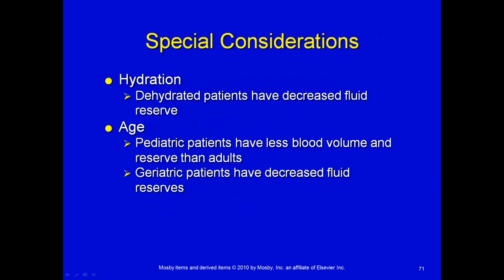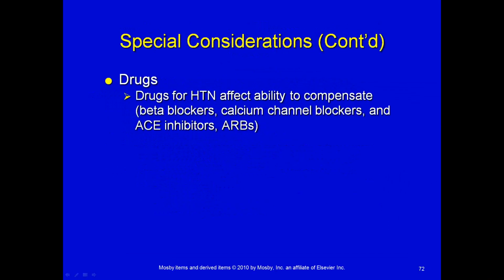Geriatric patients have decreased fluid reserves. They often have decreased functional residual capacity in their lungs. They also have certainly a decreased ejection fraction, and they just don't tolerate volume loss as well. Certain drugs that are given for hypertension may also affect the compensatory mechanisms, and they include things like beta blockers.